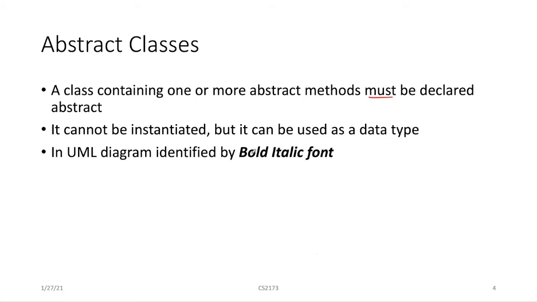Why? Because that signifies that a variable that's defined to be of that class cannot be instantiated. That is, I can't say new one of these classes. I have to subclass it and override all of the abstract methods. So I can't instantiate that class with new, even though I can define a constructor, but I can't use it. But it can be used as a data type. That's kind of the key. I can use it as a data type. And in the UML diagram, that's identified by a bold italic font.